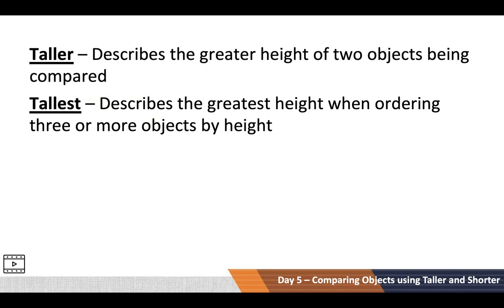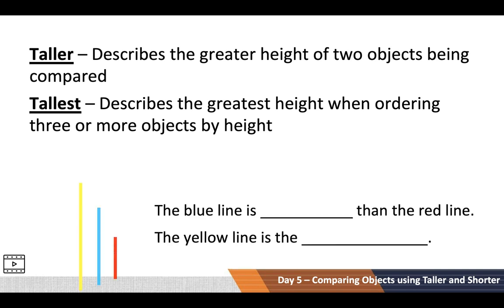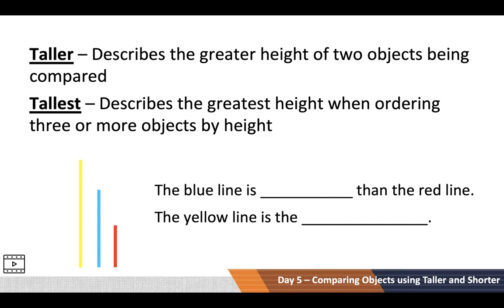Taller describes the greater height of 2 objects being compared. Tallest describes the greatest height when ordering 3 or more objects by height. The blue line is blank, then the red line. The yellow line is the blank. Take a moment to pause the video and think about the answers for yourself.